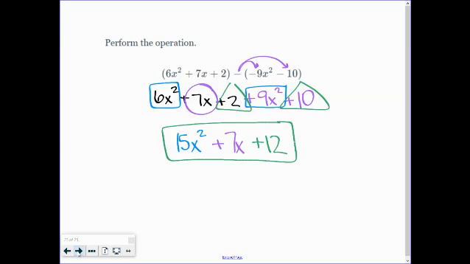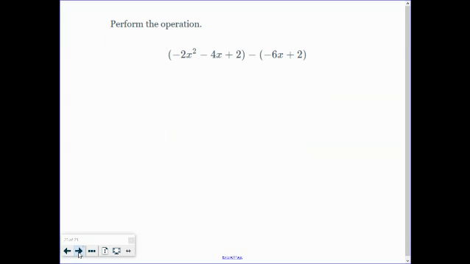Okay, so subtracting is very similar. You just have to distribute that negative all the way through for your first step. All right, last example. Again, let's distribute that through to both pieces. Now I've got negative 2x squared minus 4x plus 2 plus 6x minus 2.